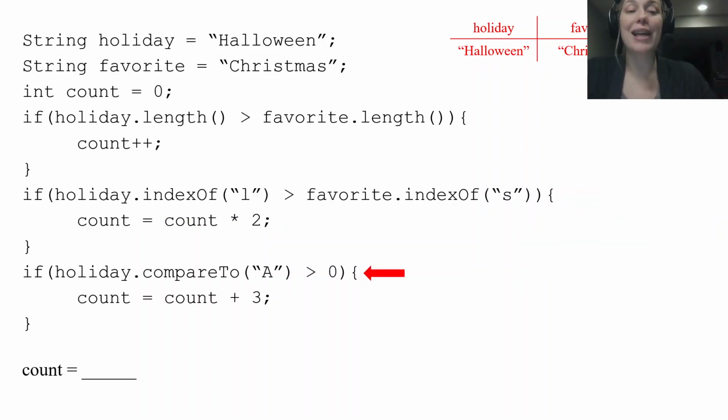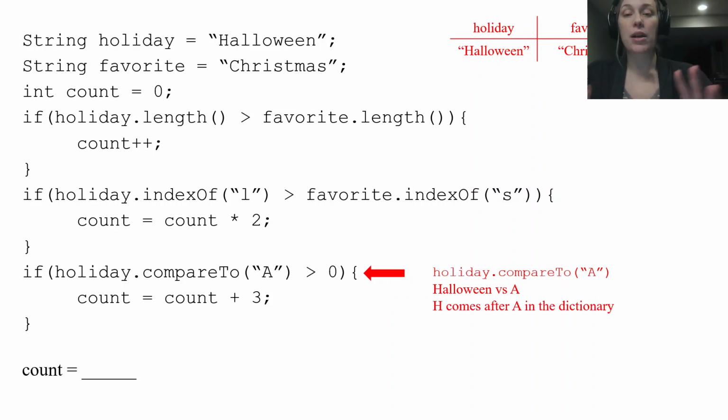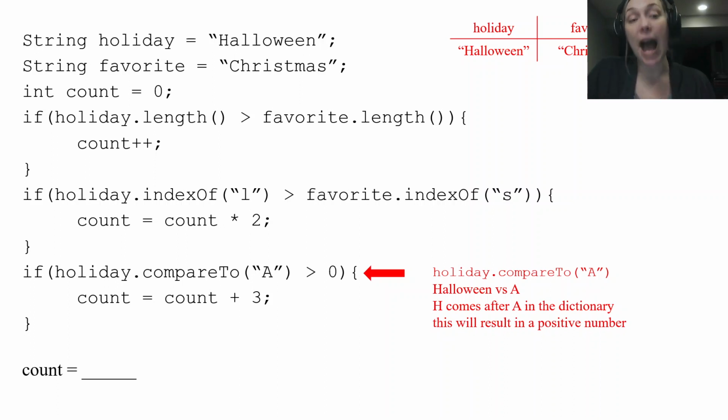All right. Our last one, holiday dot compareTo A. When you're comparing a word to a letter, you compare the first letters first. If it's the same letter, you move on to the next letter, etc. But because capital H and capital A are different, we are going to compare the H and the A. So Halloween versus A. H comes after A in the dictionary, right? The dot compareTo was lexicographically. So where do they relate to each other in the dictionary? So because H comes after A in the dictionary, you're going to have a positive number.